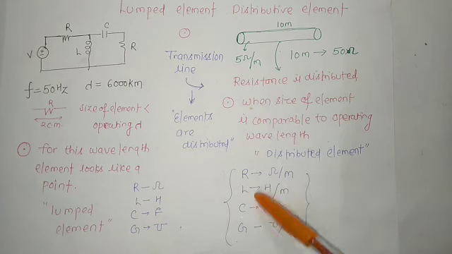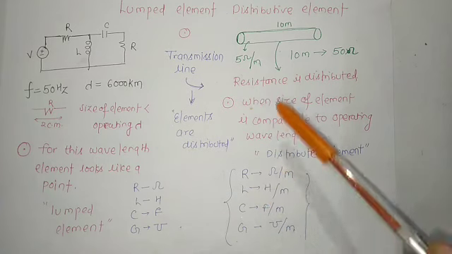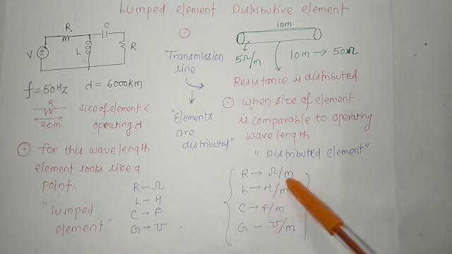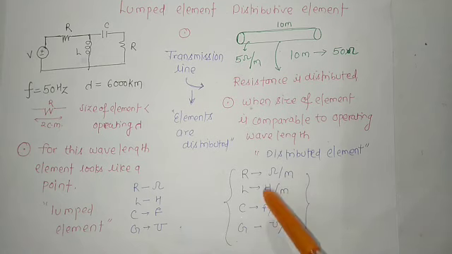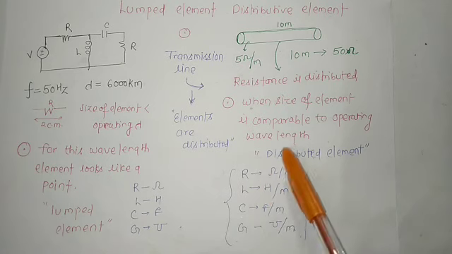Observe another thing, the units of these elements: resistance ohm per meter, inductance Henry per meter, capacitance farad per meter, and conductance mho per meter. So this is the significant difference between lumped and distributive elements. In the case of a transmission line, always remember that the elements are distributed along the structure. You can't pick the elements, but in the case of lumped elements, you can pick the element.